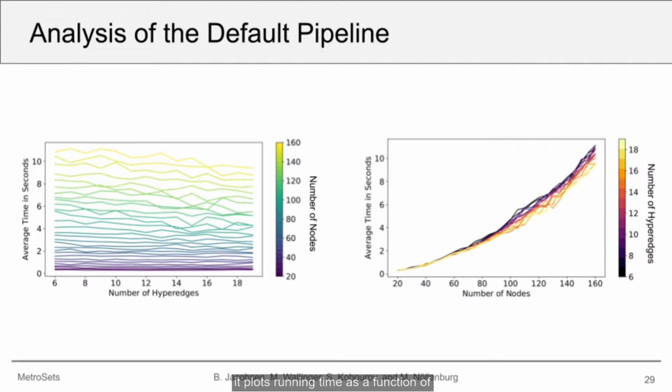It plots running time as a function of the number of vertices, and each line represents inputs with the same number of hyperedges. Empirically, this suggests that MetroSets has a runtime which is quadratic in the number of vertices, and that it can comfortably handle inputs of up to 140 vertices in under 10 seconds.